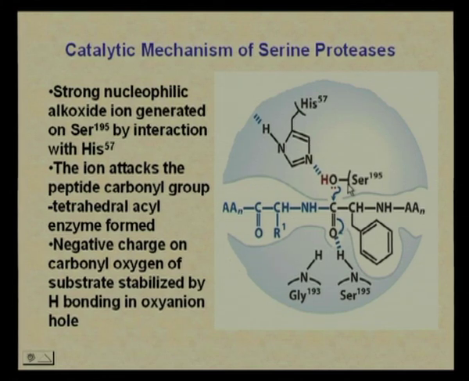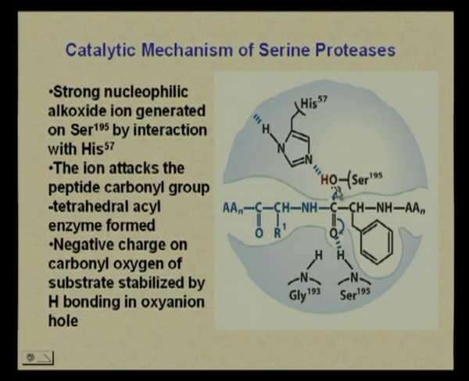Okay. So, what do we have? Let us go through this once more. We have the histidine that we know. What can the histidine act as? It can act as a general acid and a general base. What is it acting as here? It is abstracting the H from serine, and the serine now forms an alkoxide ion that is generated by the interaction with histidine 57. The ion attacks the peptide carbonyl group, forming what is called an acyl enzyme, and we have an O minus formed here.